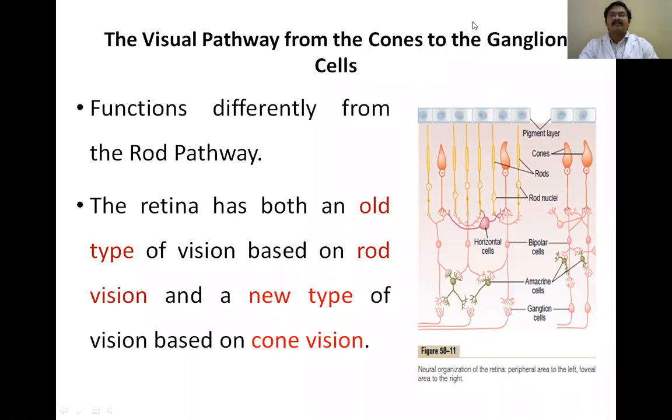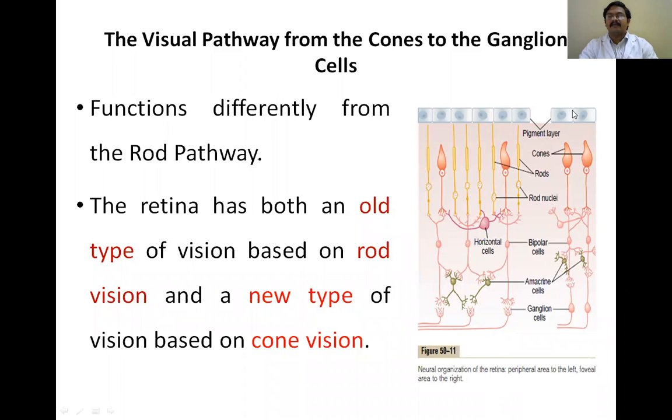Okay, the visual pathway from the cones to the ganglion cells functions differently from the rod pathway. The retina has two types of pathways. One is the old type, another one is the new type. The cone pathway is the new type, and the old pathway is the rod type of vision. The retina has both the old type of vision based on the rods and the new type based on cone vision.